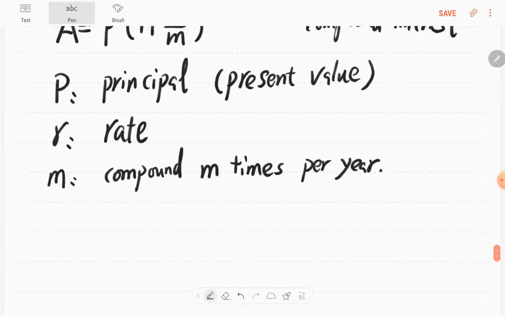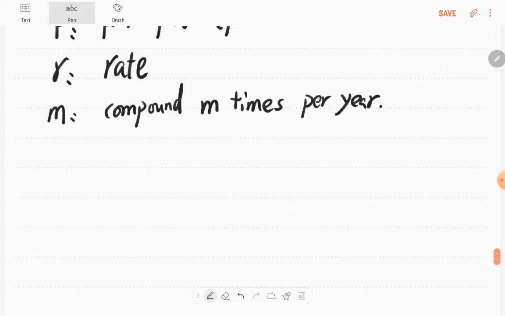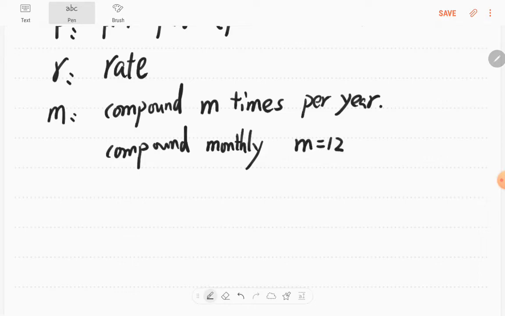Okay, so here are some words, which is called compound monthly. That means we will calculate the interest 12 times per year. So M equals 12. If you see compound yearly, that means you just calculate the interest one time per year. So M equals 1.